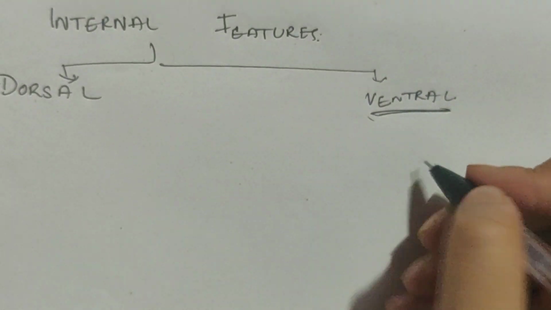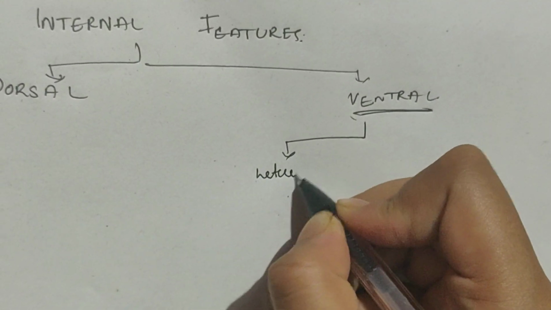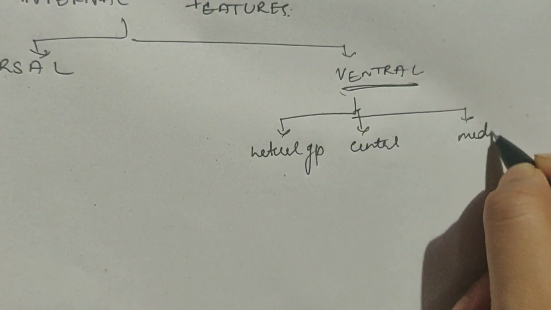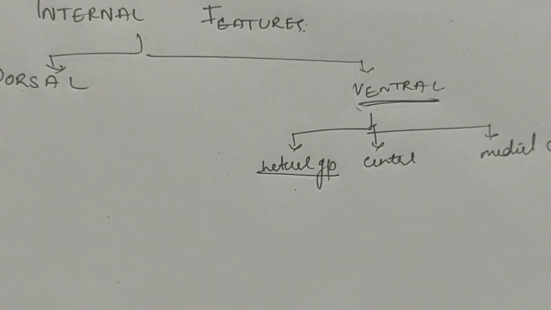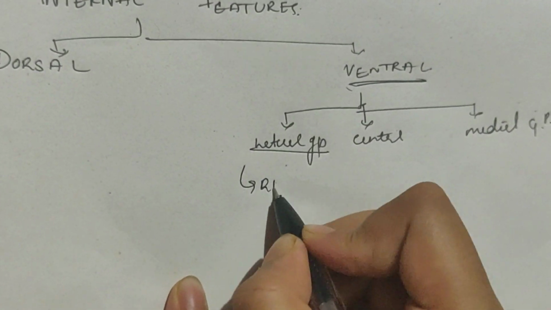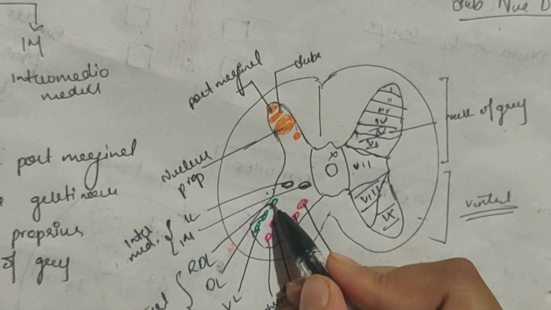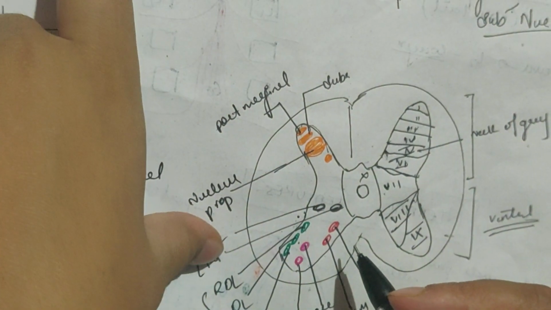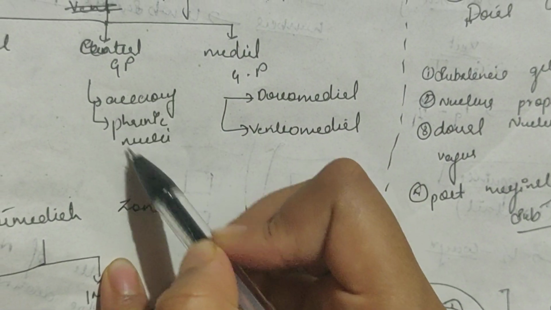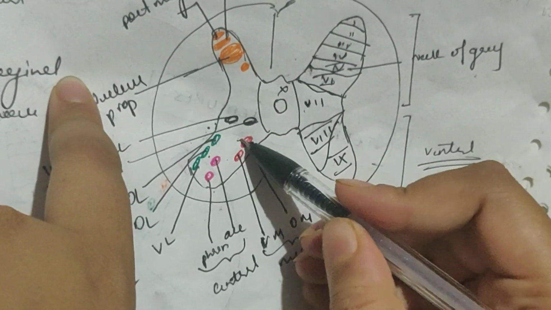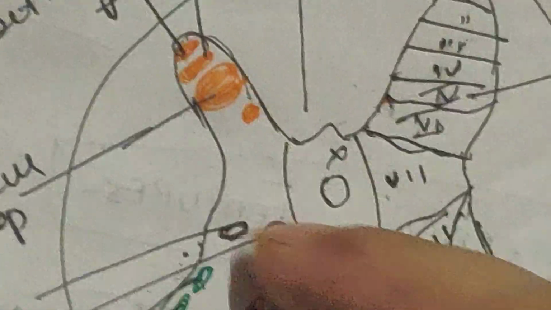The ventral part has 3 different groups. One is the lateral group, one is the central group, and the last one is the medial group. First we'll come to the lateral group. In the lateral group there are 3: retrodorsolateral, dorsolateral, and ventrolateral. Here we can see all the 3. Next, the central group, we can see the accessory and the phrenic nuclei. Next, the medial group, we can see dorsomedial and ventromedial. So that was the ventral group.